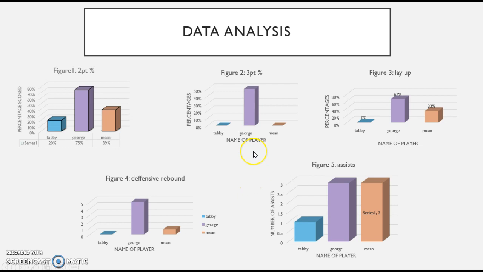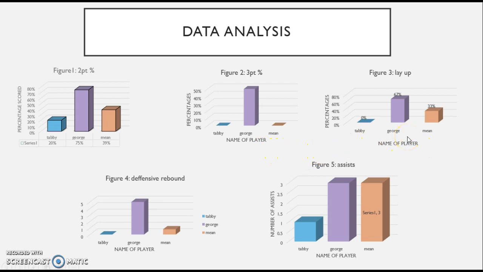So moving on to the 3-pointer, as you can see, Tabby and the mean are exactly the same. That shows that it was 0. Not a lot of 3-pointers were scored or attempted. So Tabby was 0 all round. George, however, scored 2 and missed 2, so he's at 50% there. And then overall, there were 3 scored, 9 missed, and 12 total. So the mean was 0.